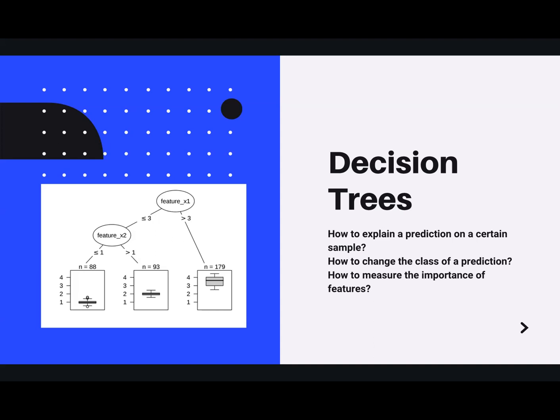And if we want them to change it, I will ask you guys how we can change it later on. And the final level, which is local interpretability for a group of predictions, again, this is something that would require an algorithm to do it, but it's also a very simple thing to do. So it's definitely very easy to do. I have a couple of questions for you. How to explain a prediction on a certain sample? I already answered this, but just want to confirm.